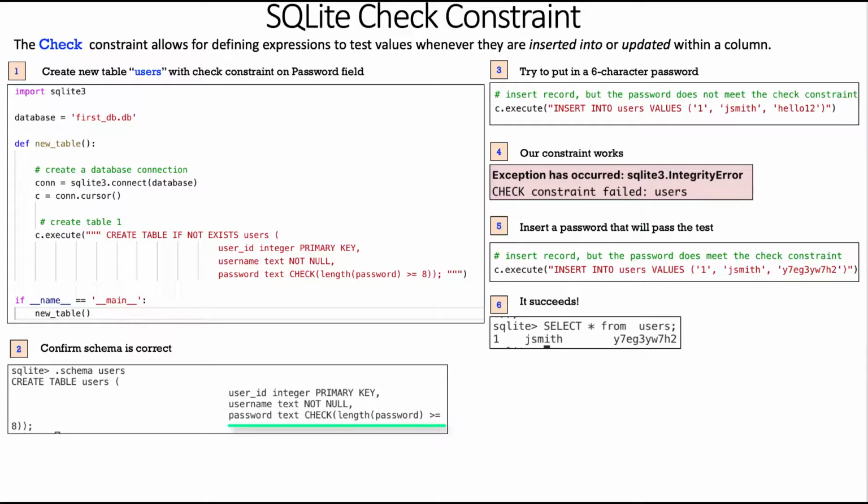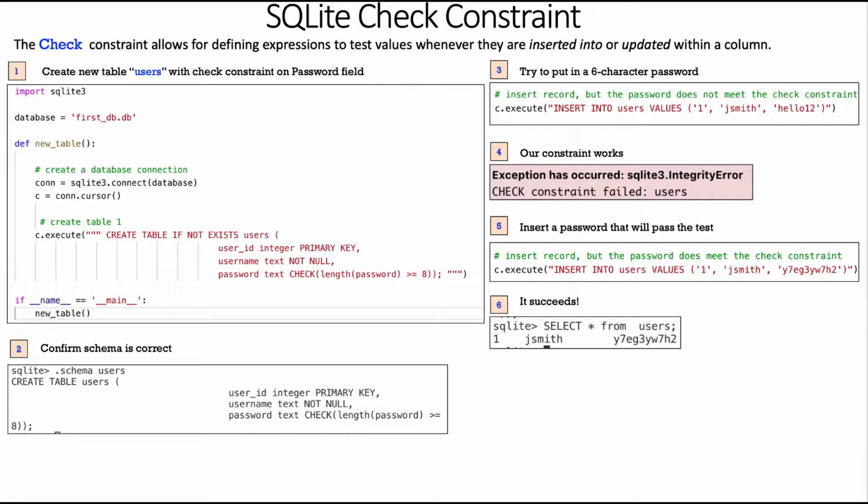So far so good. So now I want to explicitly try to put in a password that doesn't conform to our constraint. So c.execute insert into users values 1, jsmith, and the password is hello12. So 7 characters. So that's not 8 or greater. So we would expect that it fails. And in step 4 it does. This is the error we get. Check constraint failed: users. So for our users table.